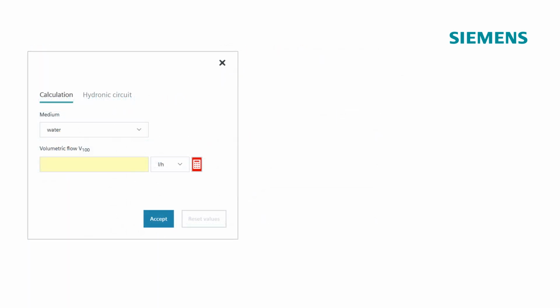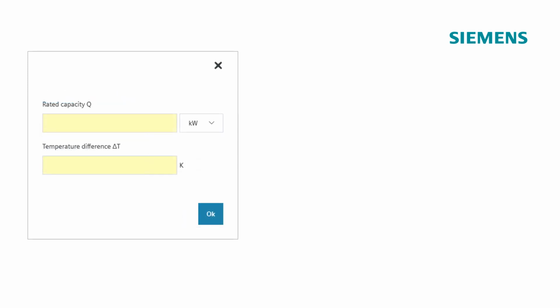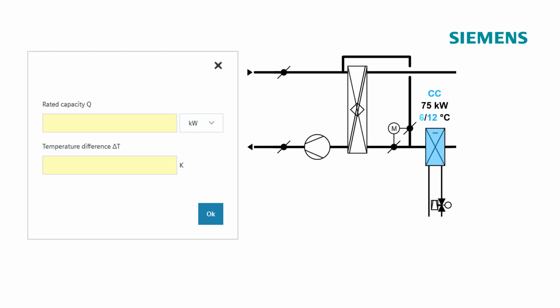Now, the volumetric flow that the valve must handle must be calculated. Change the unit here from liters per hour to cubic meters per hour. Click on the calculator symbol to enter the detail information. Here once again the plant schematic with the data for the cooling coil. The rated capacity of 75 kilowatts can be entered directly.